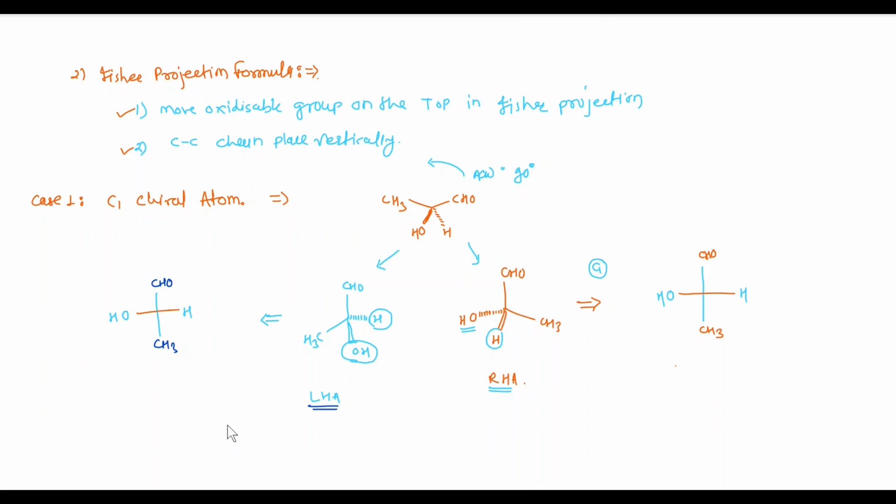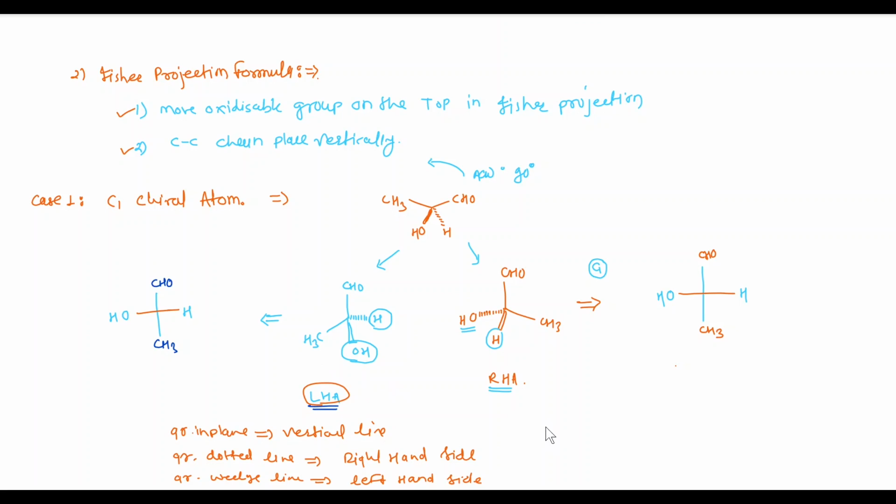Here I will write the rules in short, that is a summarization. The group in the plane, we write on the vertical line. Second case, the group with the dotted line, we have to write on the right-hand side. The group with the wedge line, we have to write on the left-hand side. This is for the molecule which is left-handed angle on the chiral center.